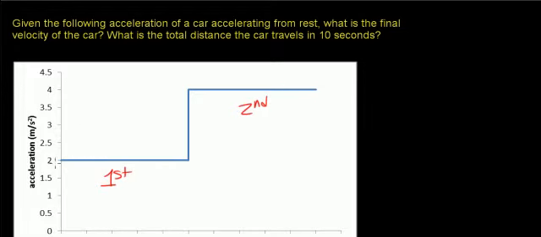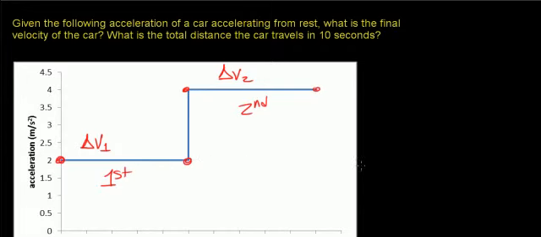So the first thing that we're going to do is calculate the change in velocity over this first interval of time, this first 5 seconds of time. We'll call this delta V1. And then we're going to calculate the change in velocity between these 2 points, and we'll call this delta V2.